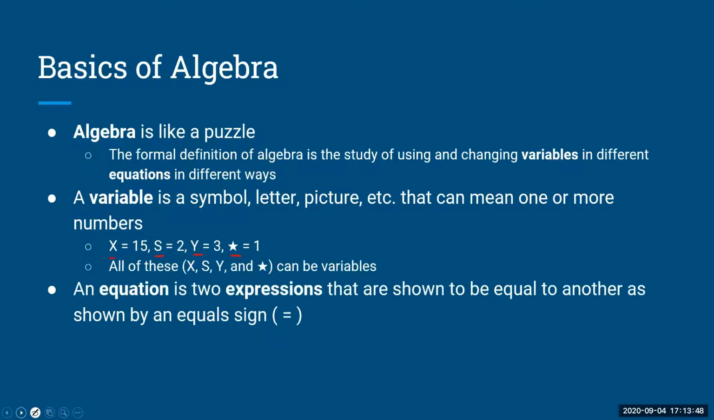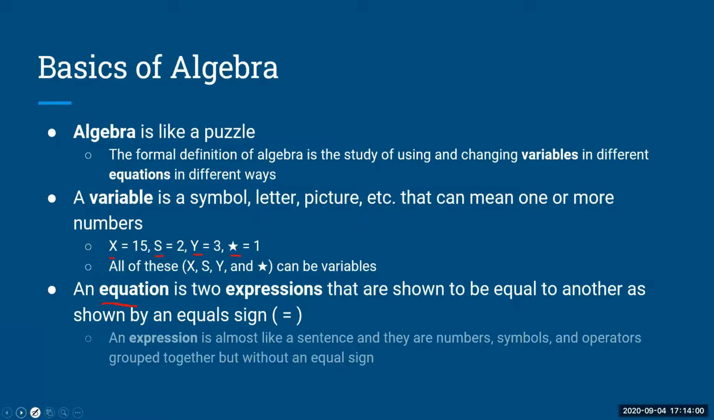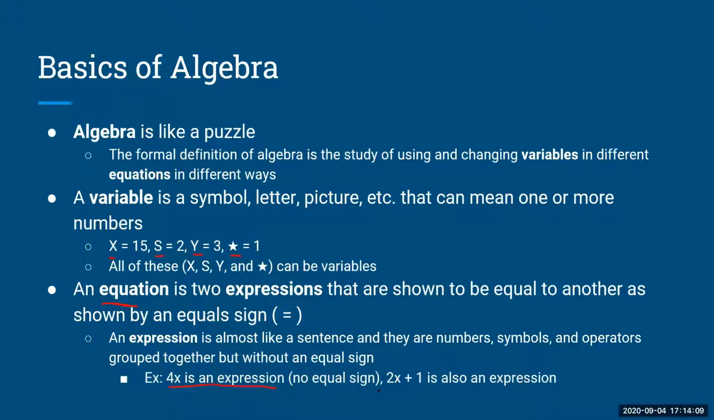that's past. An equation is 2 expressions that are shown to be equal to one another, as shown by an equal sign. So equations must have equal signs, obviously because it has the word equals in it. Equation. An expression is almost like a sentence, and there are numbers, symbols, and operators grouped together, but without the equal sign. So example, 4x is an expression because there's no equal sign, and 2x plus 1 is also an expression. But if you did like 2x plus 1 equals 3, that's an equation because that's a statement saying 2x plus 1 is equal to 3. That's why you have the equal sign. Okay.